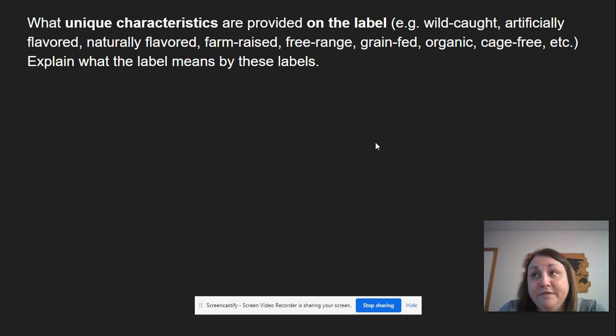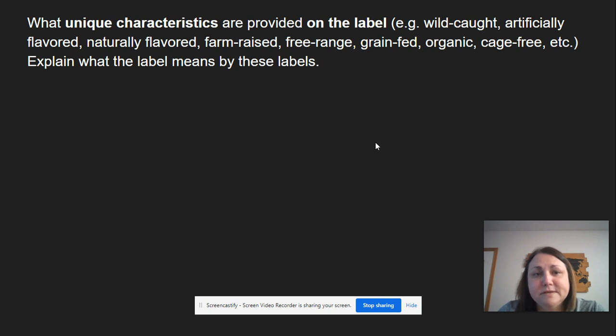So if you are doing chicken, any kind of meat product or fruit or vegetable, if you're doing a meat product, was it wild caught? Is it artificially flavored, natural flavored? Was it farm raised? Was it free ranged? Was it grain fed? Is it organic? Is it cage free? There's a whole bunch of different things to look for on that label, especially if you're doing an animal byproduct. There will definitely be unique characteristics on that.